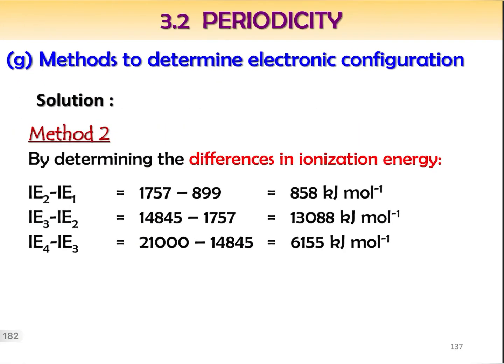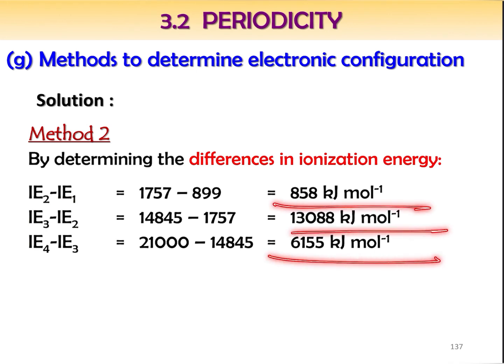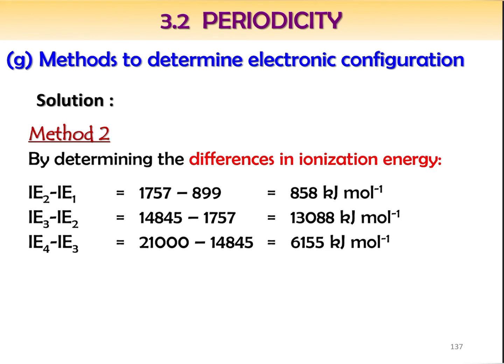Right, so method 2 adalah by using differences. Okay, cari differences in the IE. So sama jugalah kita compare between 2 IE, IE1 dengan IE2, IE3 dengan IE2. Okay, so kita tolak nombor besar, tolak nombor kecil. So kamu akan dapat perbezaan in kilojoule per mole. Okay, so here kamu highlightkan the biggest gap ataupun the biggest differences lah. Okay, so this is yang paling besar, 13088 kilojoule per mole.